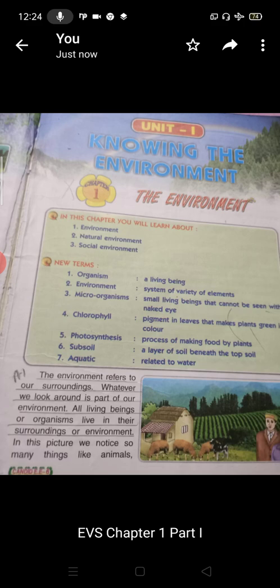You will be writing the new terms in your notebook. The notebook should be one side interleaf, and you will be writing the new terms in your notebook before doing the question answers. All the exercises are to be done in the notebook.